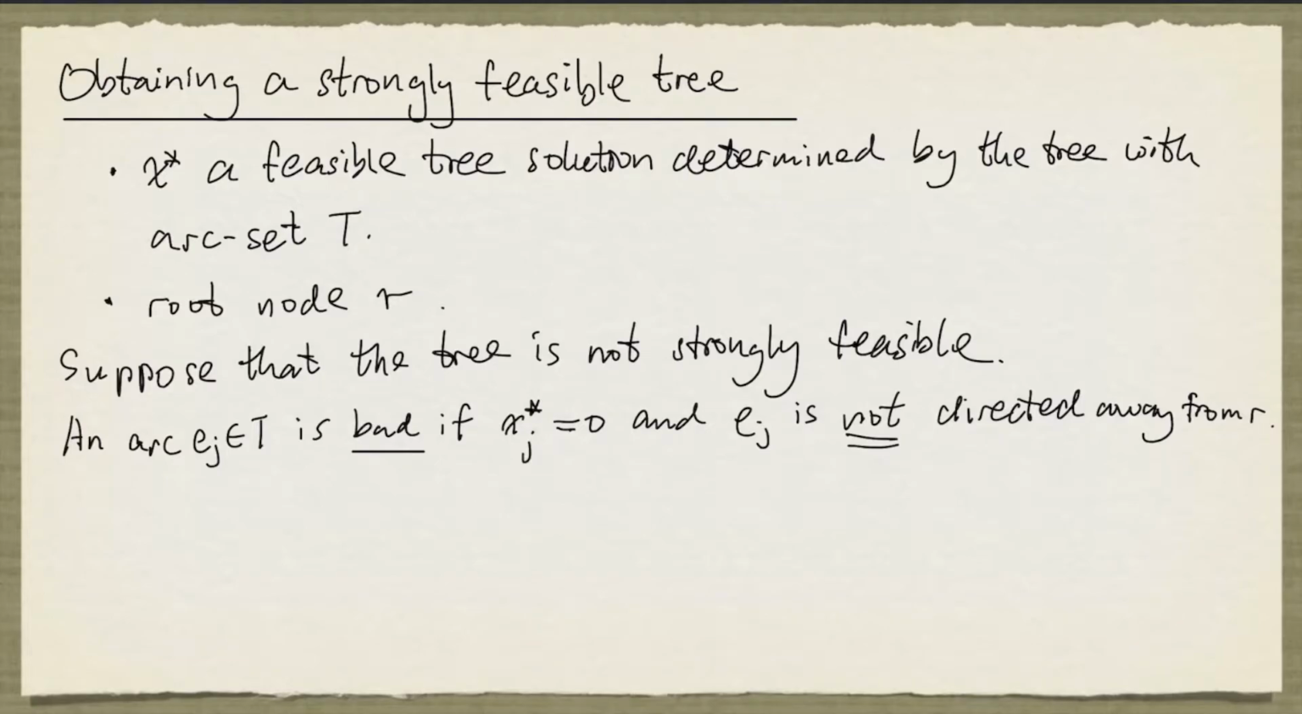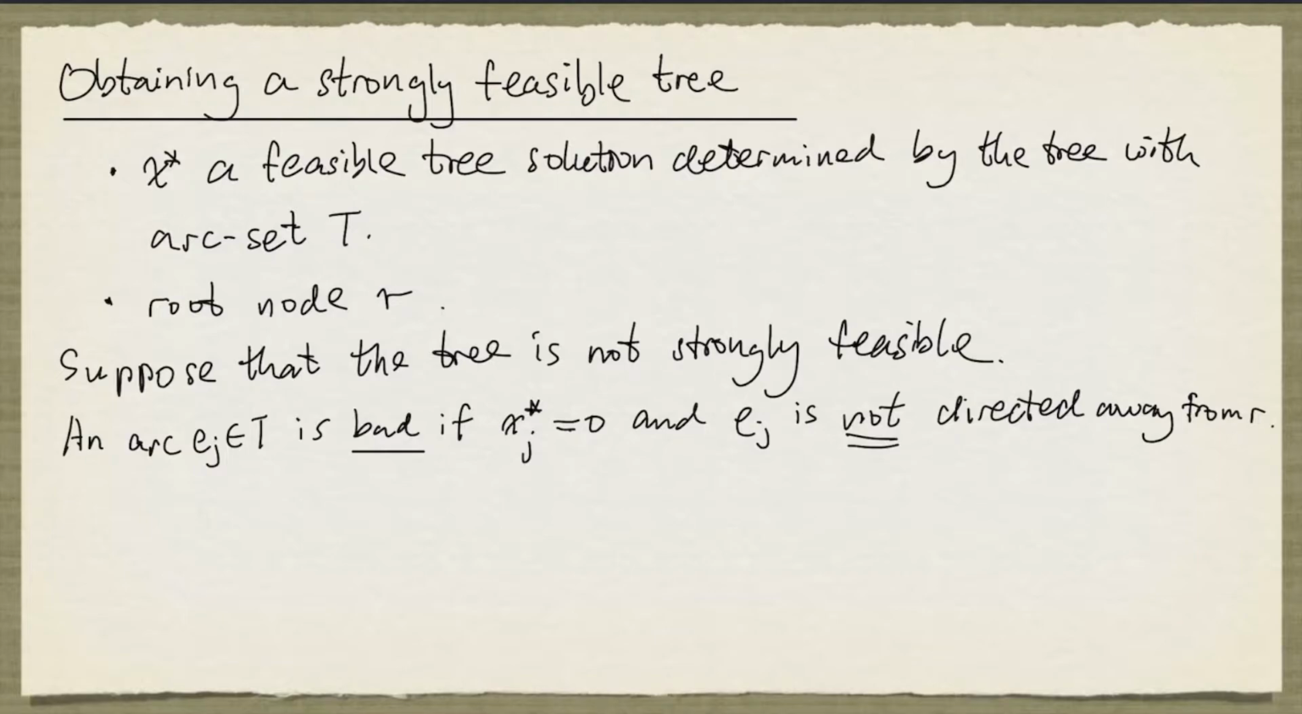Say we have a feasible tree solution X star. We want to obtain a strongly feasible tree that determines X star. Recall that the definition of a strongly feasible tree requires a root node, and we'll use R to denote the node that is chosen to be the root.